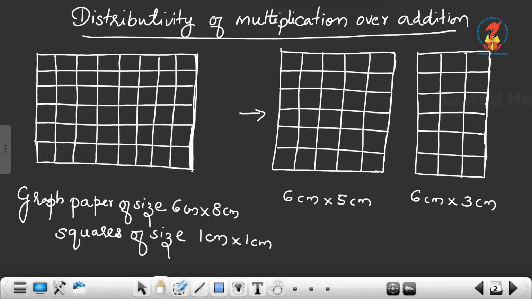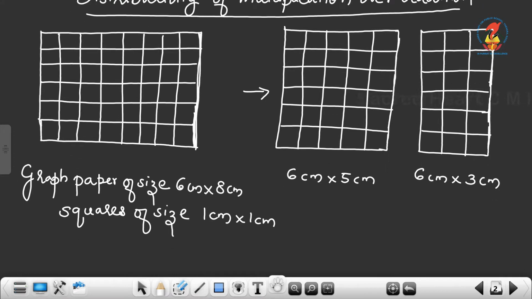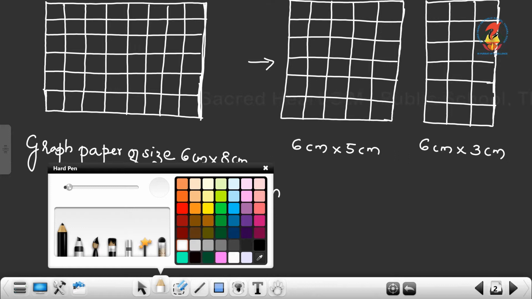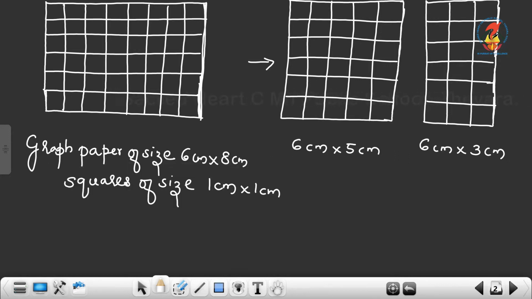Then look at the first one. How many unit squares are in a graph paper of size 6 centimeter by 8 centimeter? Now look at that, here we have 6 rows, and in each row you can see 8 unit squares. So what is the total number of squares in this graph paper? It will be equal to 6 into 8. What is 6 into 8? 6 into 8 is equal to 48.